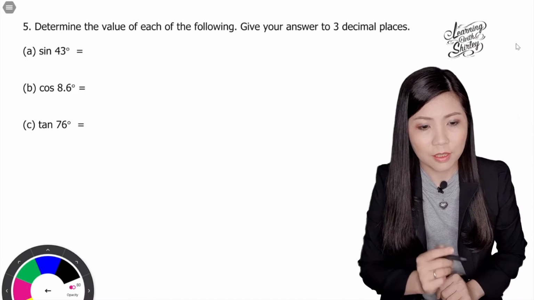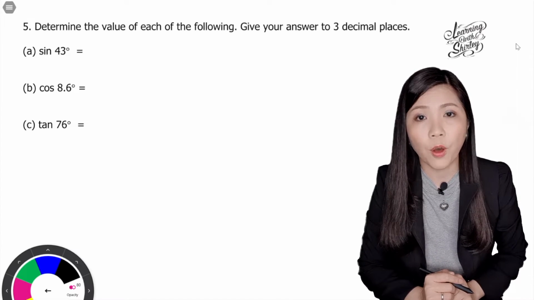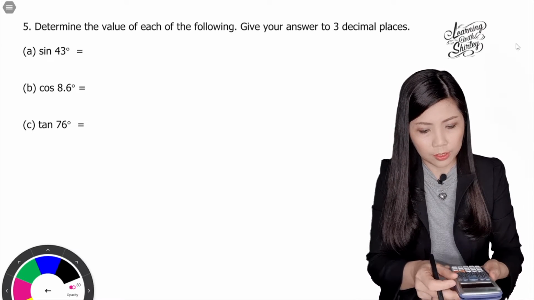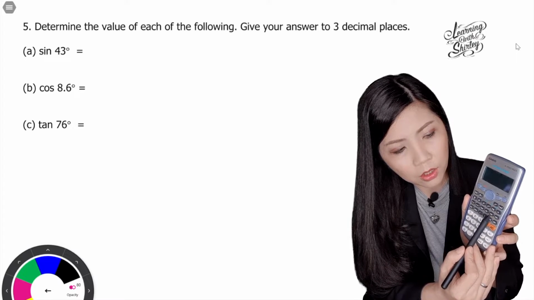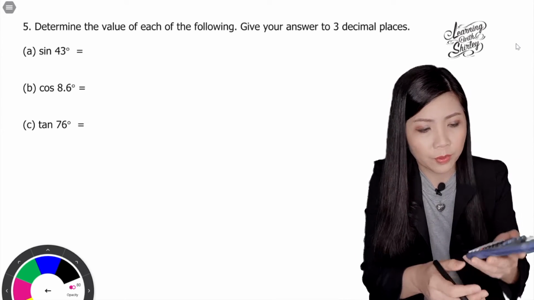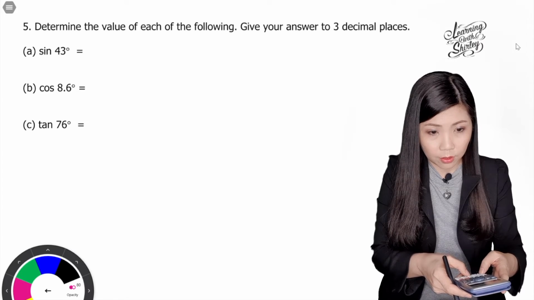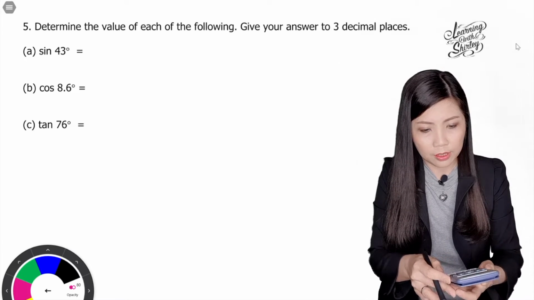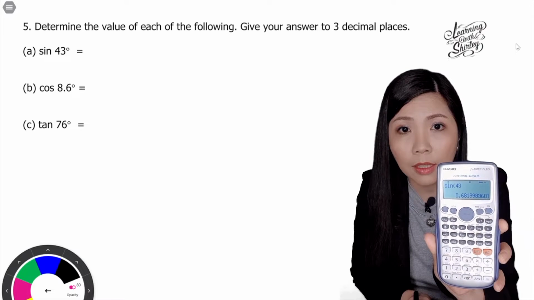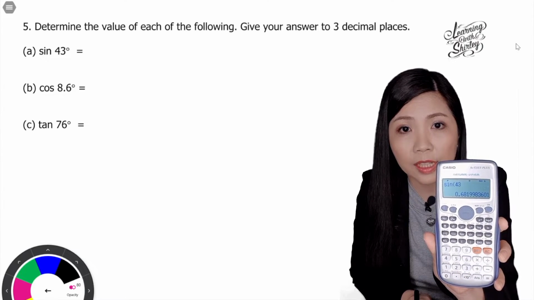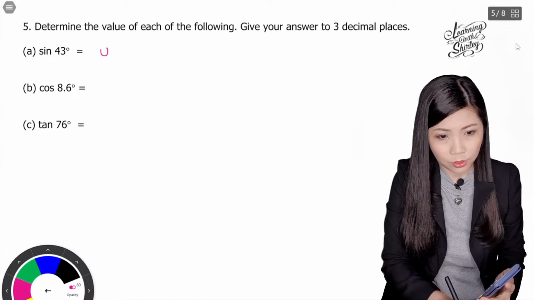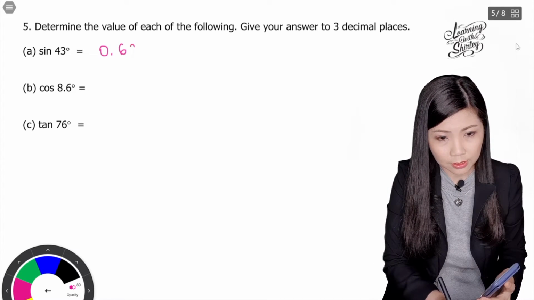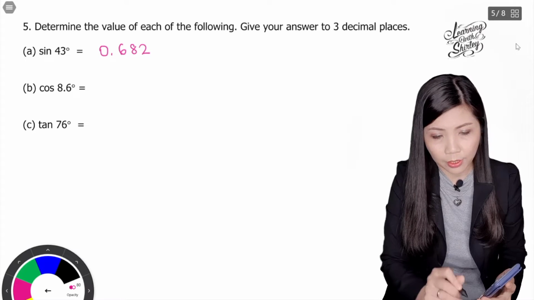Let's look at number 5. Determine the value of each of the following. Give your answer to 3 decimal places. So sine 43. Take out your calculator. There are 3 buttons we're going to use: sine, cos, and tangent. So let's find sine 43. It is 0.68199 and so on. You can see that? So we're going to round this off to 3 decimal places, so it becomes 0.682. Okay, that's the answer.